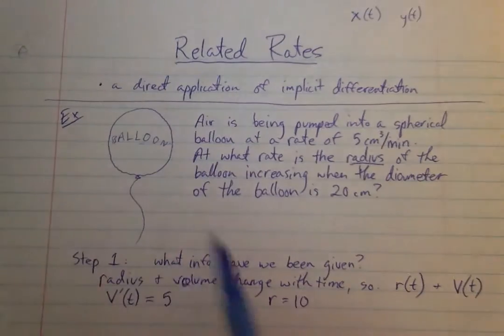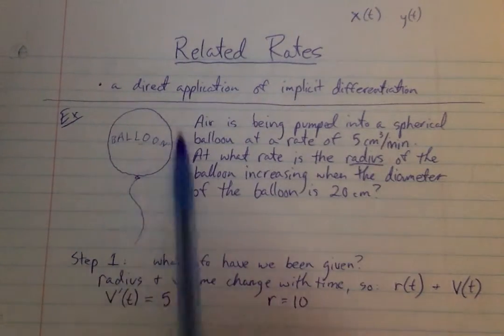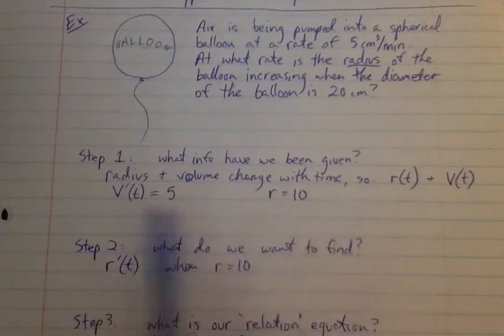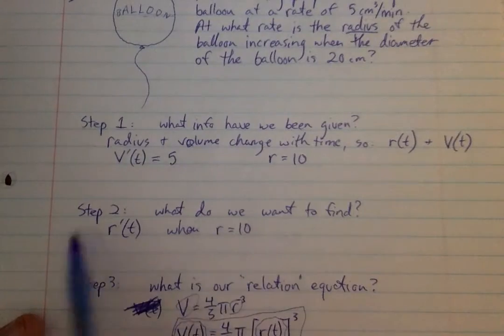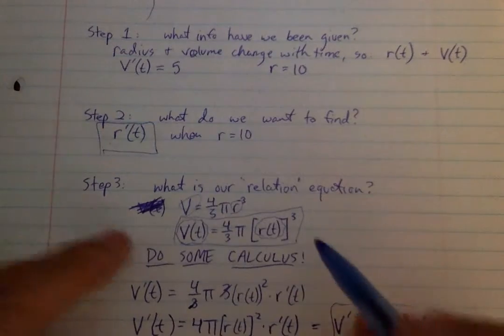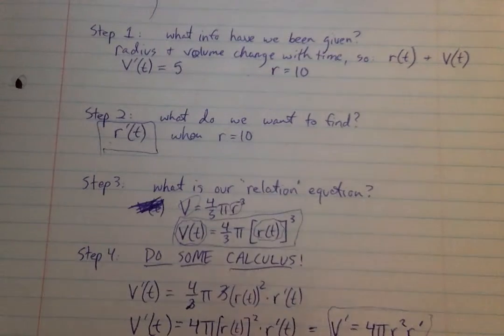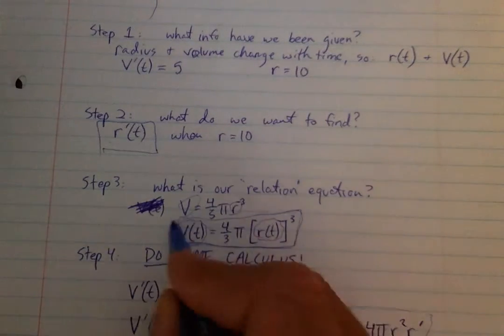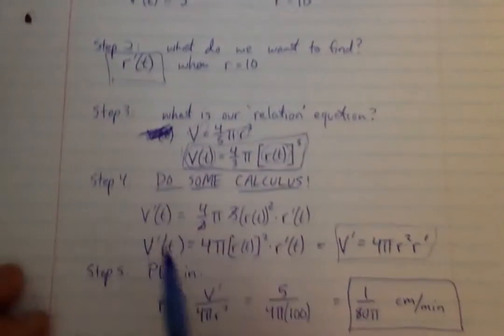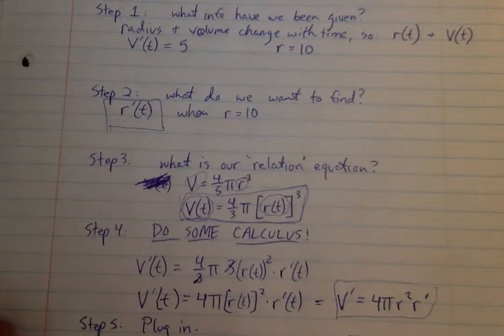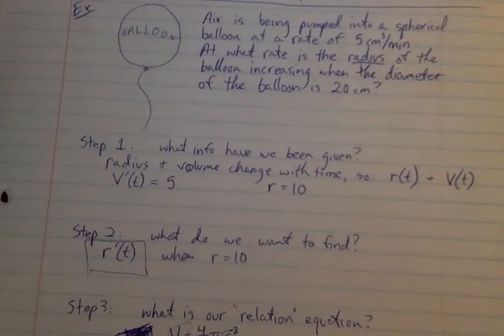So I just want to go through that. We were given this balloon. They said the volume is changing at this rate. What rate is the radius changing at a certain time? We write down what we're given. We write down what we want to find, which is this, r prime. What is our relation equation? This is the hardest part of all of these. You have to find the equation that relates what you know to what you don't know. And it's this one, volume of a sphere. We do calculus to find the change in volume of a sphere as it expands. And then we plug in and we get our answer. So good.